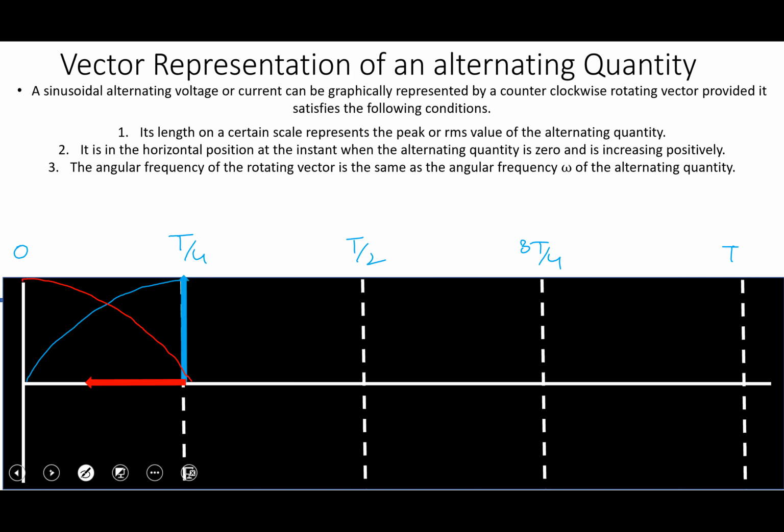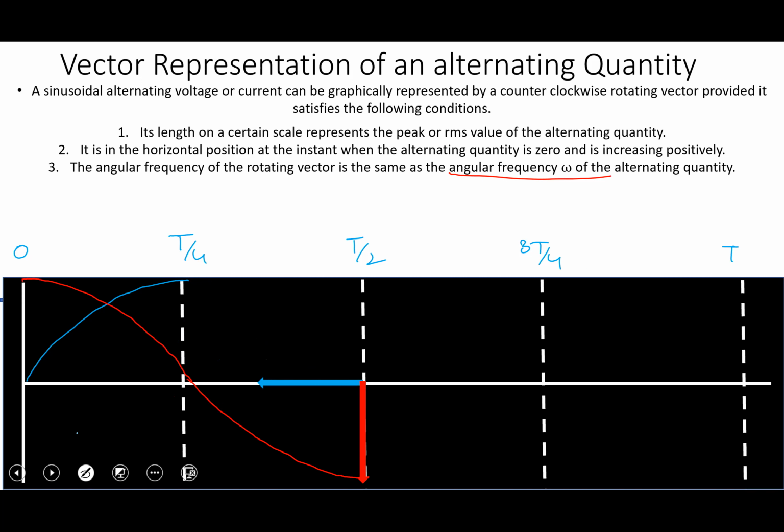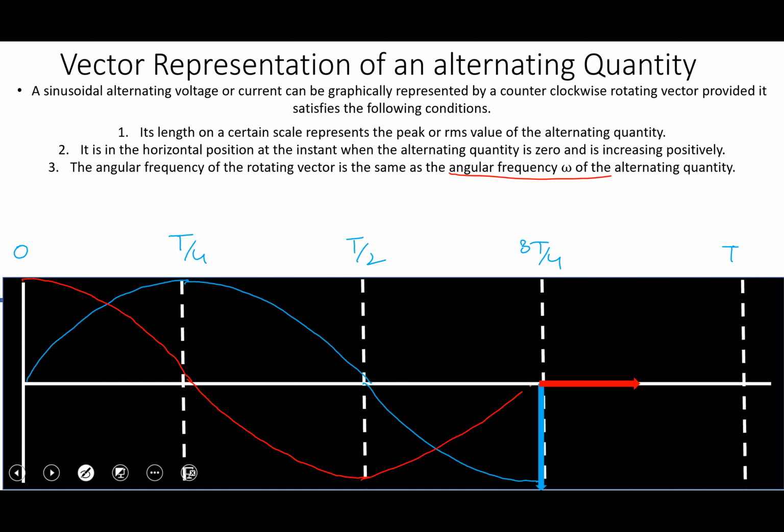Let's continue. As it rotates again with the angular frequency of omega, this voltage goes to the other side, it will be negative, and we can see in the case of current, it goes back to 0 at the point T by 2. As we continue, it starts rotating again. The current goes to negative, whereas the voltage over here increases to 0.